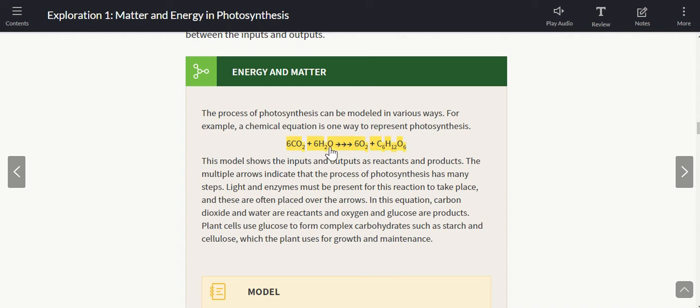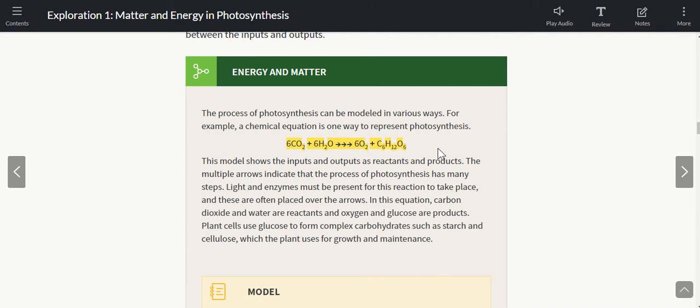Now those two ingredients are combined and rearranged using energy from the sun to make 6 oxygens and 1 large molecule right here. Now this large molecule right here is that sugar molecule called glucose.